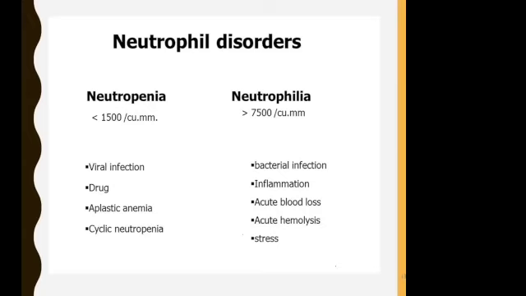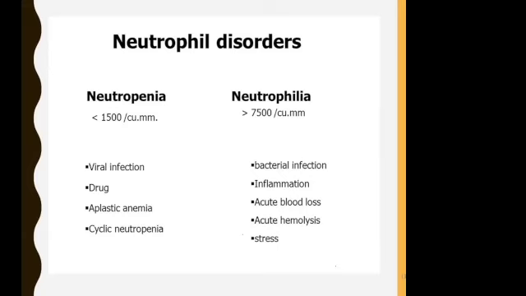We can see high neutrophil numbers with some medications. Sometimes when we give patients steroids, they can get neutrophilia as a side effect, especially early on. We can also see it in acute blood loss and in acute hemolysis. These can cause neutrophilia as well.